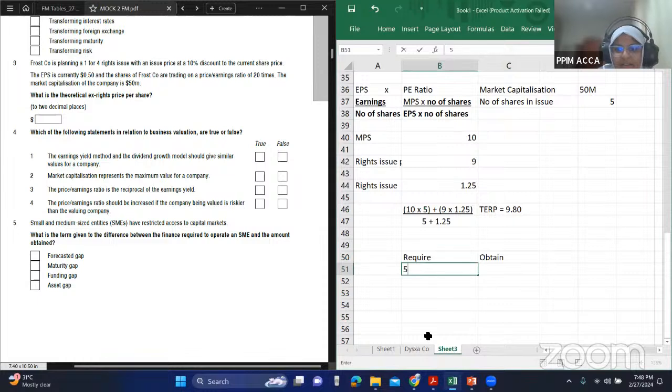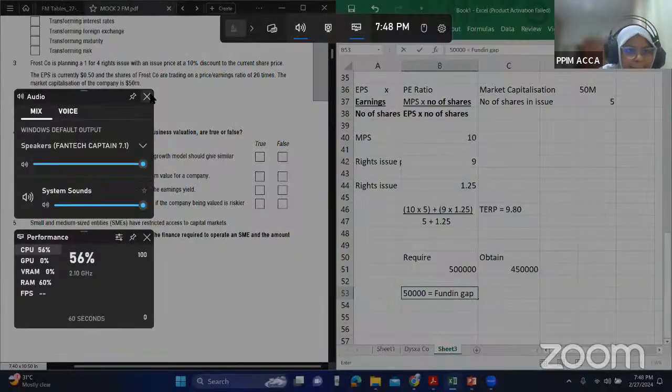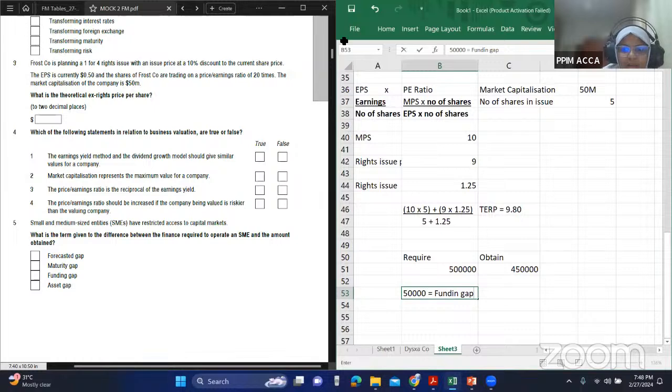Okay. So let's say this is 500,000. What you get is only 450,000. Okay. So there is a gap of 50,000. What is that gap called? Okay. So if you don't know the theory here, you would have a problem. I'm telling you now, that gap, it's called the funding gap. Okay. It's called the funding gap. So the answer is C.